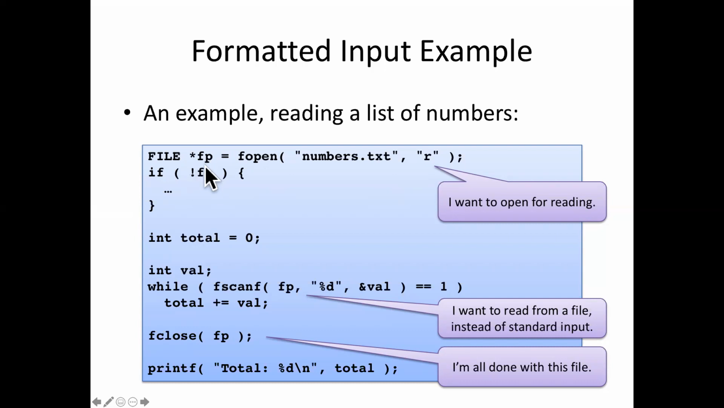If fp was null, not fp would evaluate to true. So you can think of this as saying, if I didn't get a file, we could put error handling code there. And then I'm just going to read all the numbers and add them up. I've got a total variable for that.